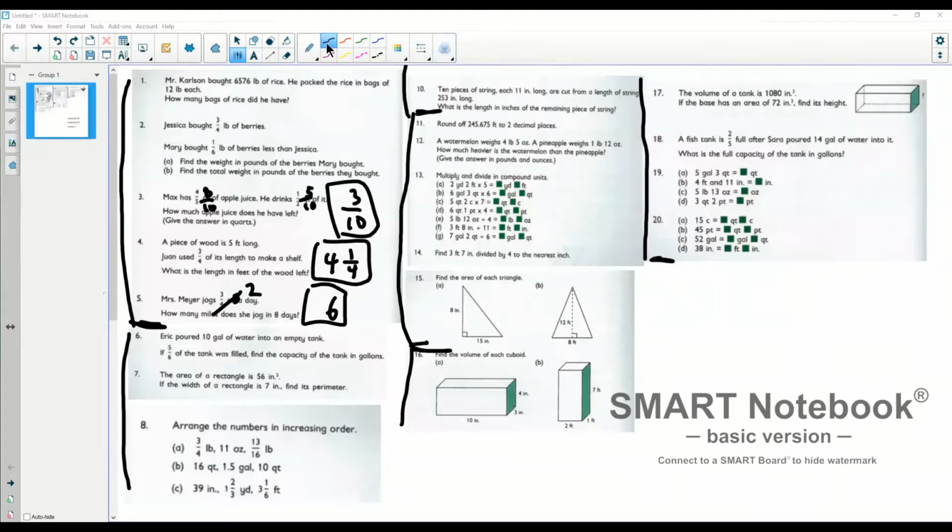So I'll go over some of these questions. First, I'm going to go over number 6. He poured 10 gallons into an empty tank, and that filled 5/6. So find the capacity of the tank in gallons. The answer is 12. That's because if 10 gallons equals 5/6, that means 2 equals 1/6. So 12 equals the whole. So 12 is the answer to number 6.